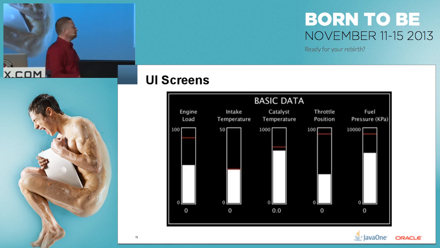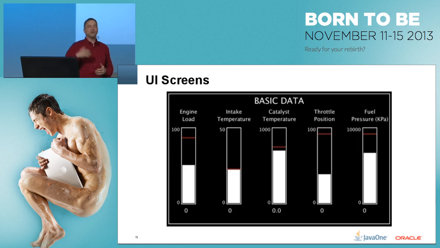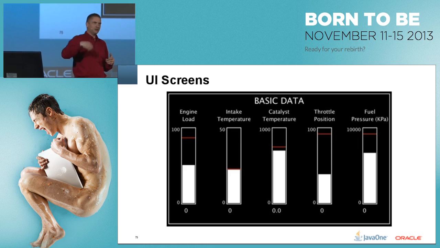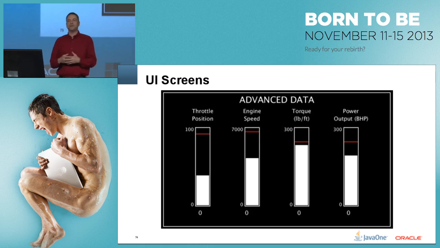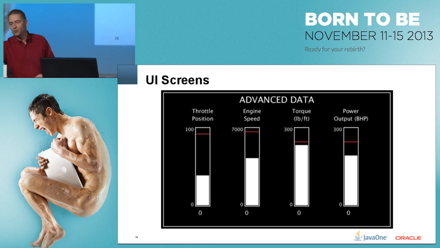Then I've got some basic data. This is kind of things that you can get from the ELM327. So you've got engine load, you've got the intake temperature for air coming into the engine, you've got the catalyst temperature, so you can see what the exhaust gases are going at. You can see the throttle position, because nowadays pretty much any car is fly-by-wire, so the throttle is not actually directly connected to the engine. It's just a potentiometer that sends a signal, and so you can read that information. And then you can also get the fuel pressure and see how much fuel is being pumped into your engine.